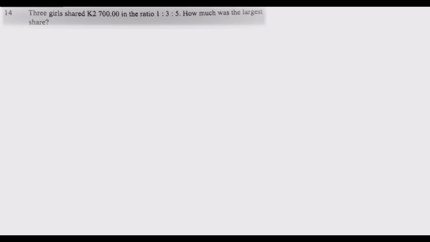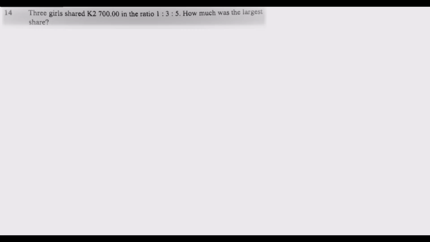Question 14. Three girls shared 2,700 kwacha in the ratio of 1 to 3 to 5. How much was the largest share? Okay, so first of all, which one is the biggest number among the three numbers given? 5 is the biggest number, so 5 is the biggest ratio.